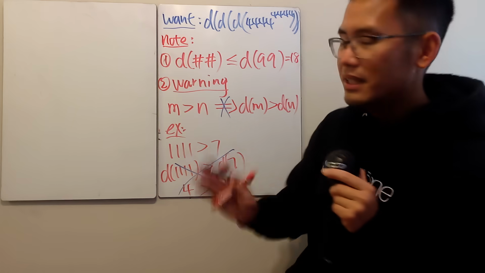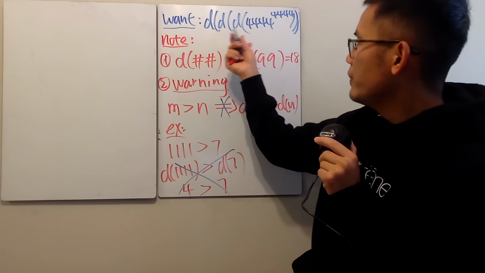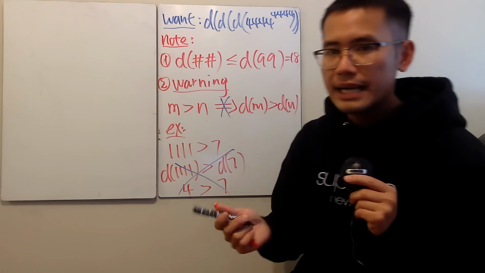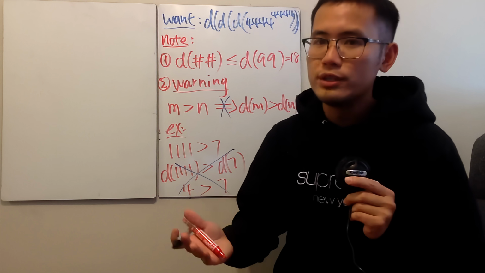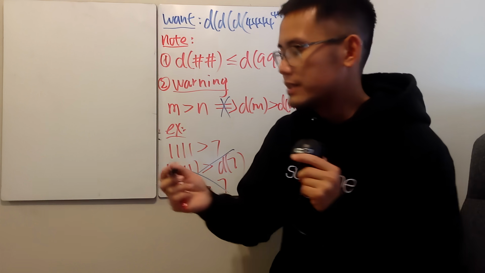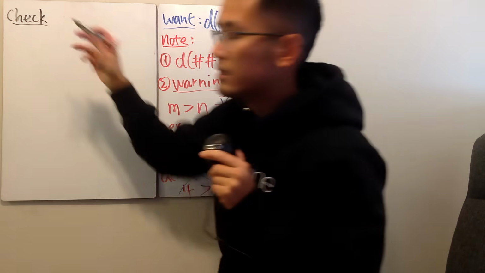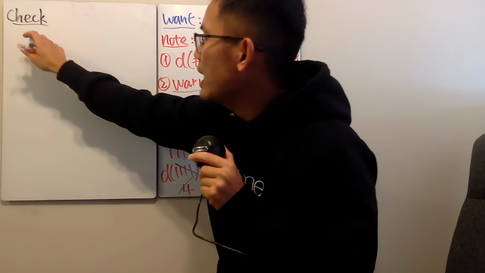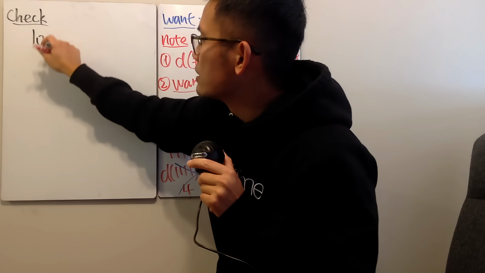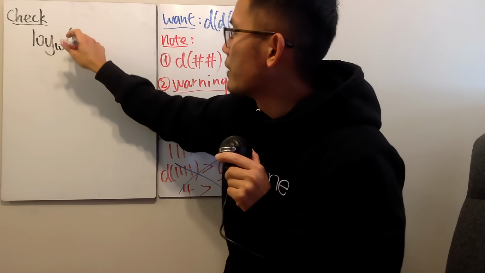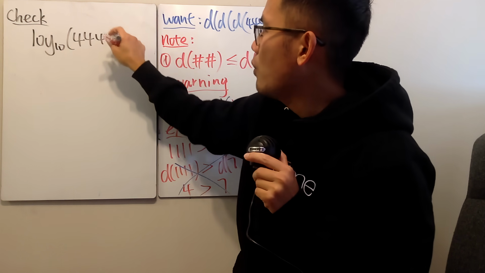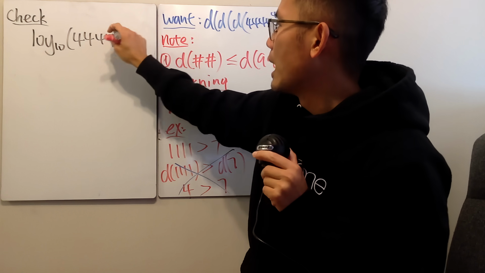Okay, here is the deal. I want to figure out how many digits this number has. You might have a few ways to do it, but this is how I will do it. Let's go ahead and compute the following. I'll just say this is my check. I will take the logarithm with base 10 of the number 4444 to the 4444 power.